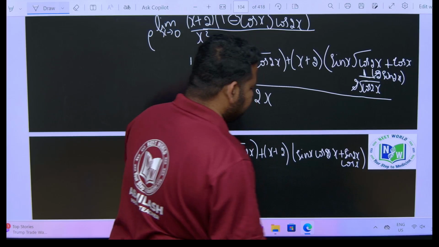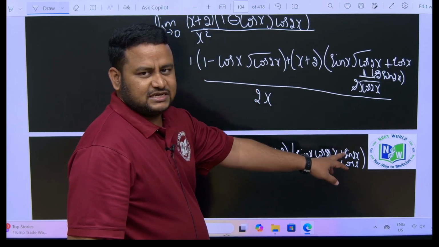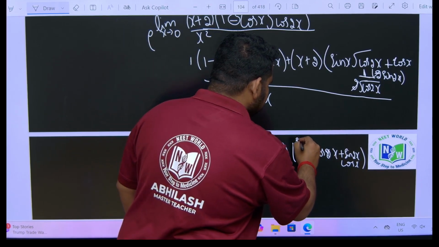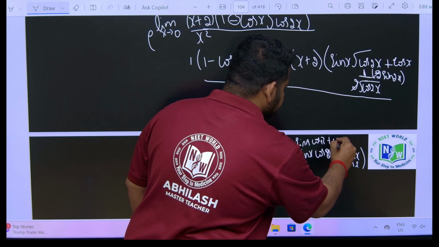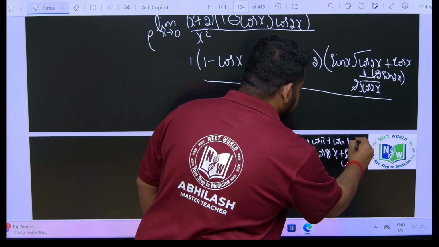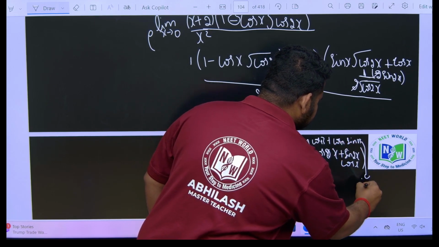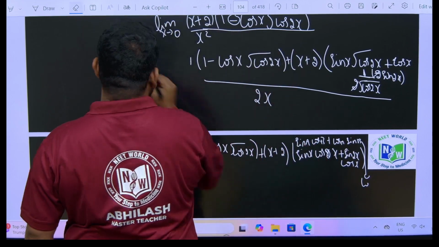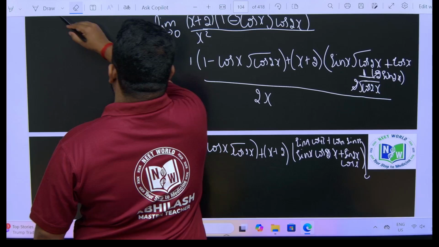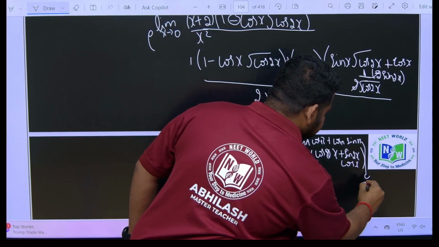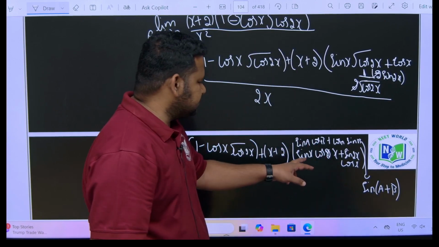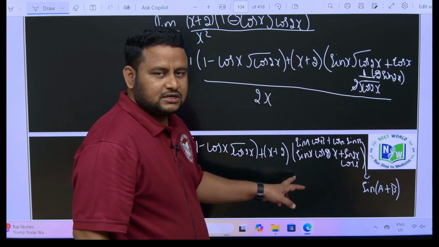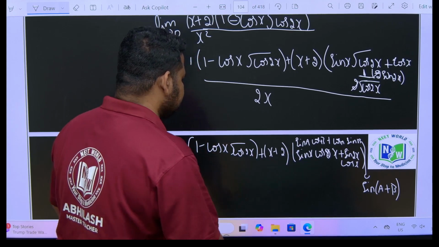So this is of which formula, friends? Sin a cos b plus cos a sin b. This is nothing but sin of a plus b. Sin of a plus b is what? Sin of 1 plus 2, that is nothing but sin 3x. So this will become sin 3x.